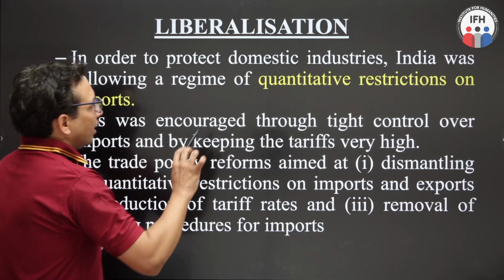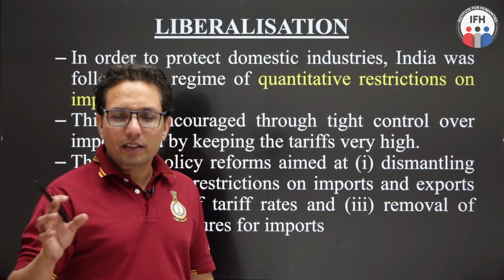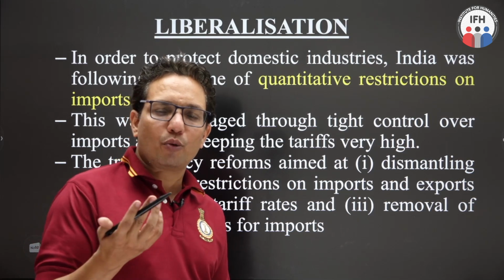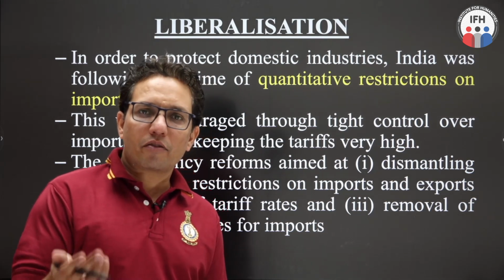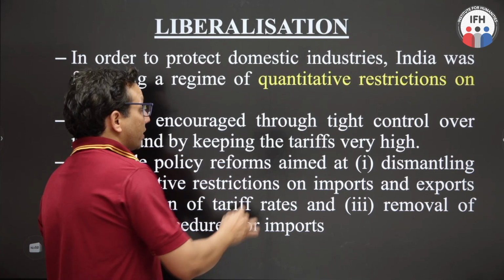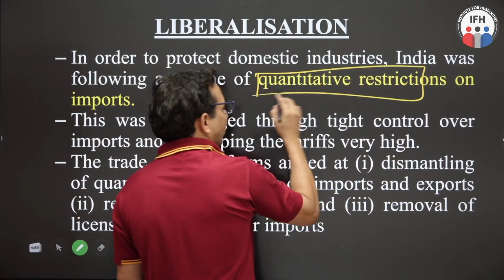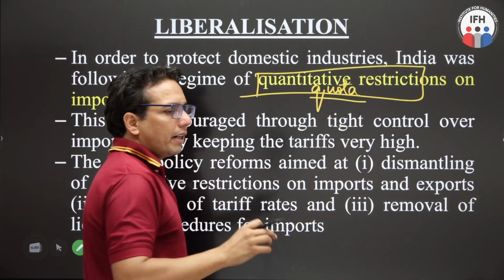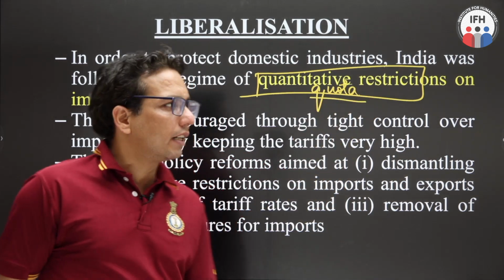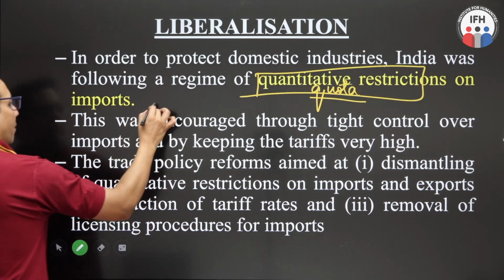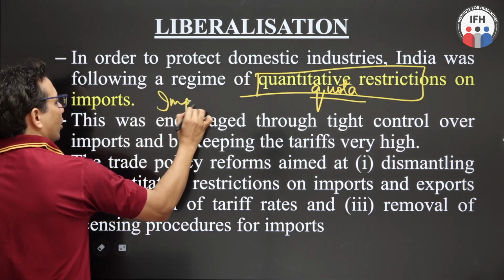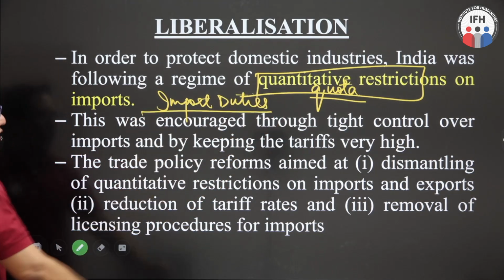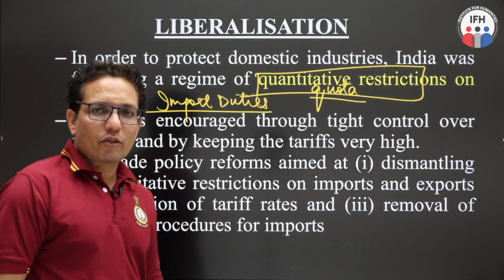So what did we do over here in trade and investment policy reforms? It says that we wanted to protect our domestic industries, so there were trade controls. And how were we protecting our domestic industries? By quantitative restriction, which is also called quota. Under quota, there was a limit on how many goods we could import in one year, and the other way was imposing high import duties. So these two trade restrictions were there. One was quota and the other was high import duties.